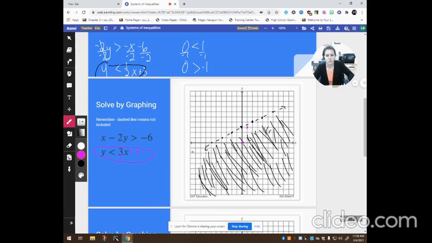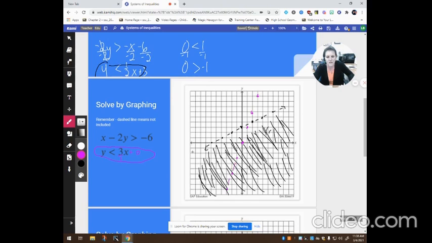Up 1, 2, 3 over 1. Up 1, 2, 3 over 1. Or we could go down 1, 2, 3 over 1, and keep going down the same way.